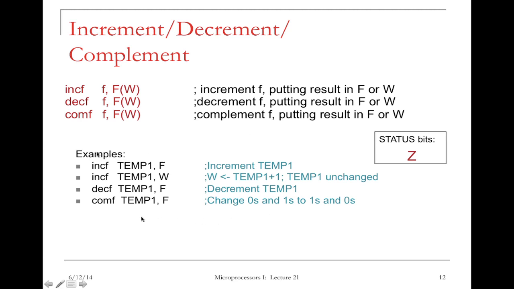Let's just take one example. COMF temp1, F. COMF is complement, and the source is temp1. So we're going to change zeros and ones to ones and zeros in temp1, and because of the F, the new result will be put back into temp1. It's just the opposite, a NOT operation.